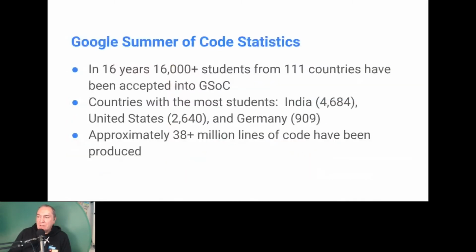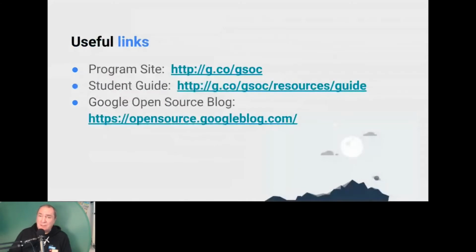So a little bit of statistics. 16 years of Google Summer of Code. Alessandro told that I've been here for many years. That's true. That's my 11th year on this program, the Google Summer of Code program. More than 16,000 students from more than 100 countries, most of them from India, the US and Germany. And then more than 38 million lines of code have been produced. That's amazing. So the best way to know about Google Summer of Code is just go to your Chrome browser and type Google Summer of Code, and they will show you the main page of the program, and you can read everything here.